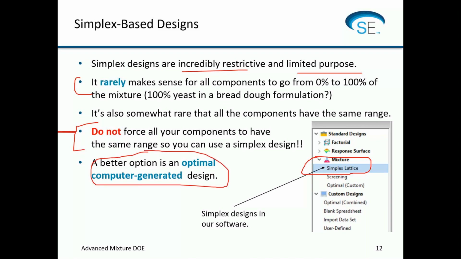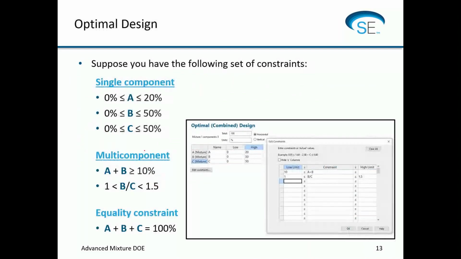So here's a more realistic example of something that you might run into. I'm going to keep it to three components, because I can easily show pictures of it. But really, I've seen mixture designs with 22 components. I've seen 17 component designs. The same principle holds true. So suppose that component A goes from 0 to 20%, component B goes from 0 to 50%, and component C goes from 0 to 50%.